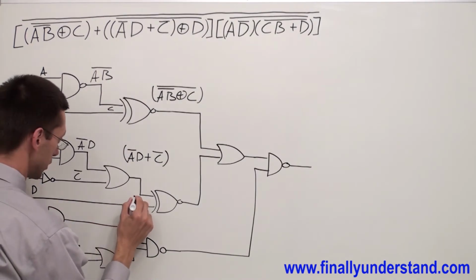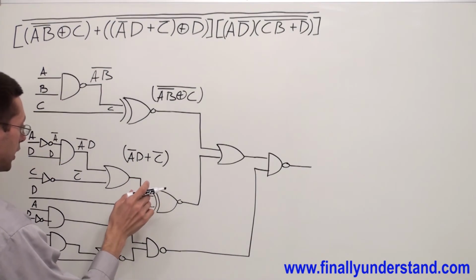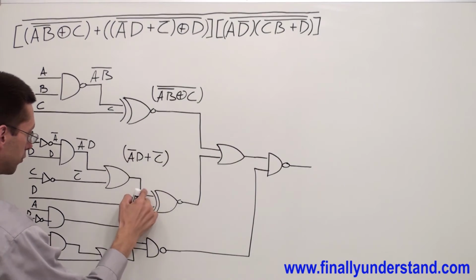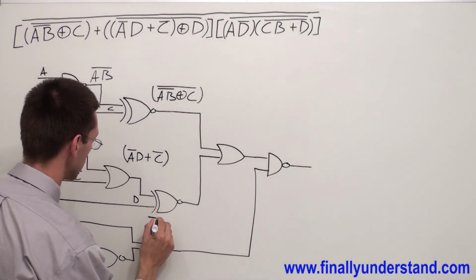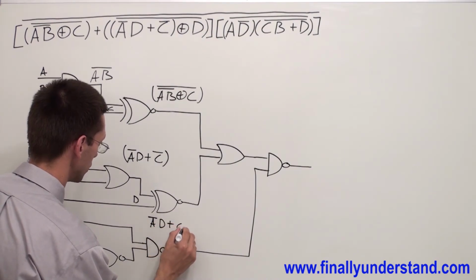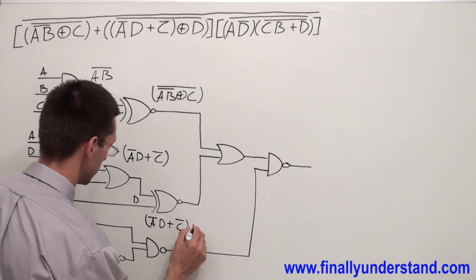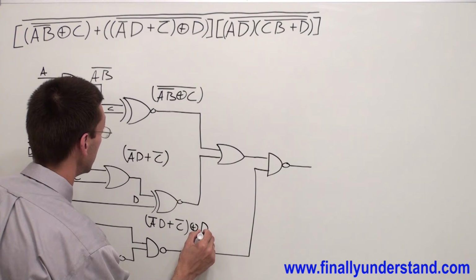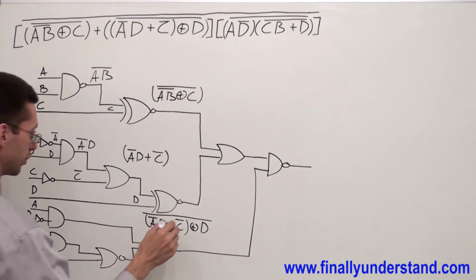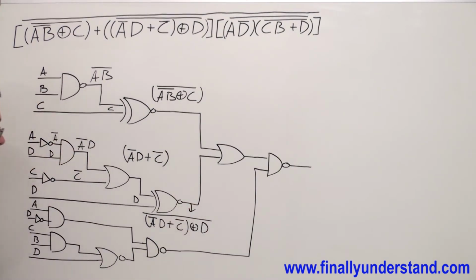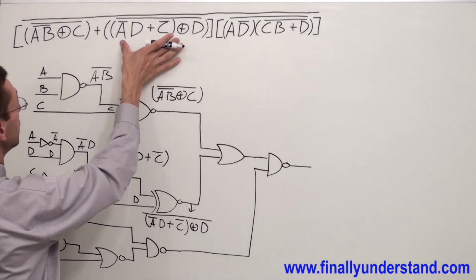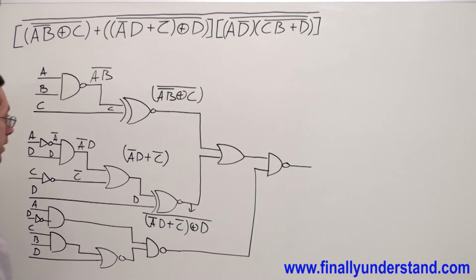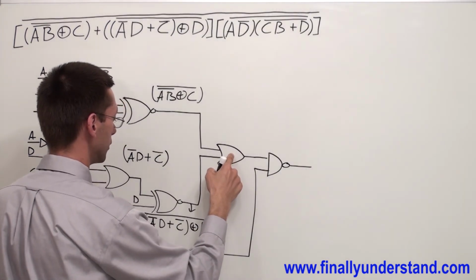Now, this is D over here. At the output of this gate, I'm going to have exclusive NOR of whatever I got at the first input and the second input. So I'm going to have over here A naught D, or C naught, and exclusively NOR with D. Okay, so this is basically what I have over here. Again, just take a look what we have got over here. We have this expression, and this is what we had at the beginning. It's exactly the same.